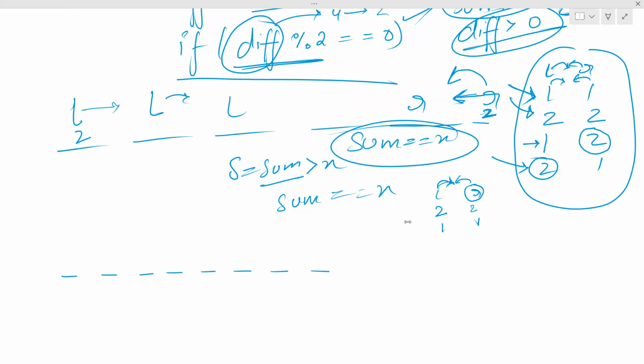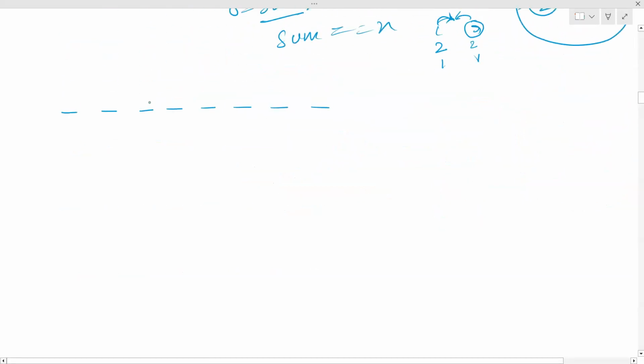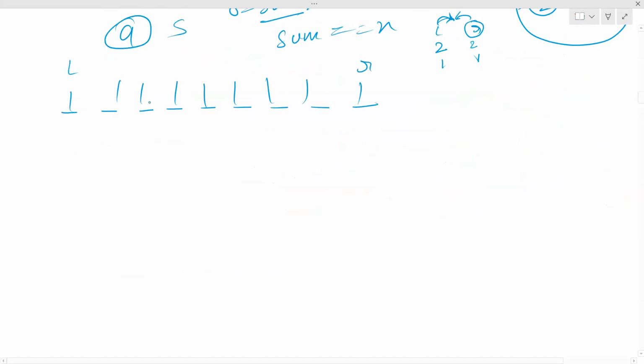What if the whole array is only filled with 1? It doesn't matter. See, if the complete array is filled with 1, what is the sum of this? 1, 2, 3, 4, 5, 6, 7, 8. Let's say this is the sum and you want to make 5. Your L is here, your R is here, right? This is your difference. This is your problem, right? This is your doubt.